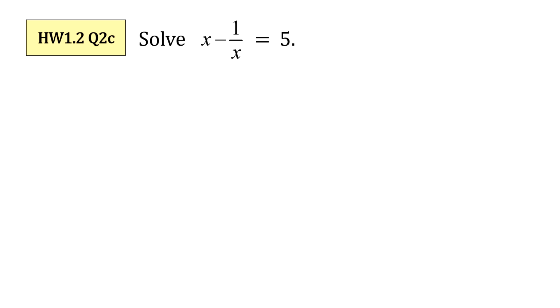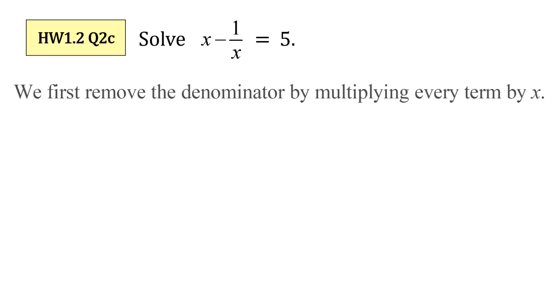For question 2c, we are solving the equation. At first glance, it does not look like a quadratic equation. But a standard thing to do is to get rid of the denominator, and the way we're going to do that is to multiply every term on both sides by the denominator x.